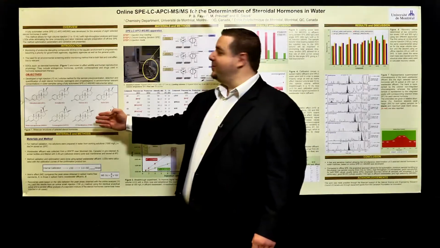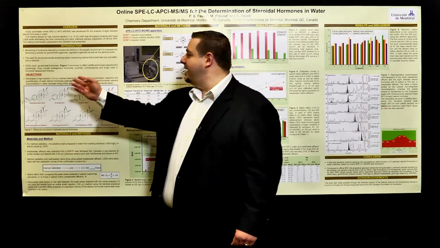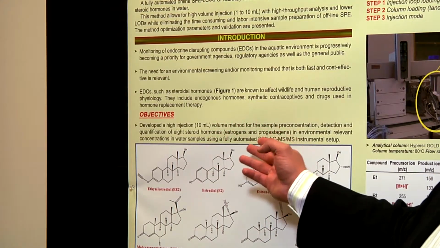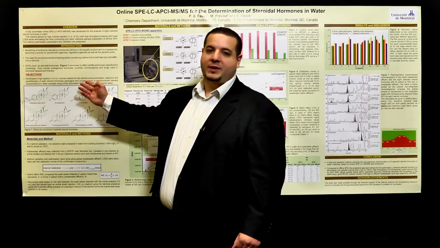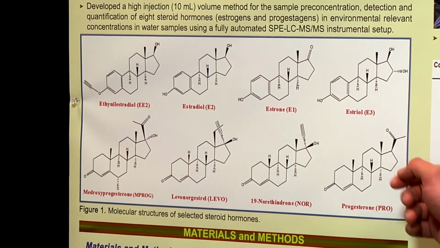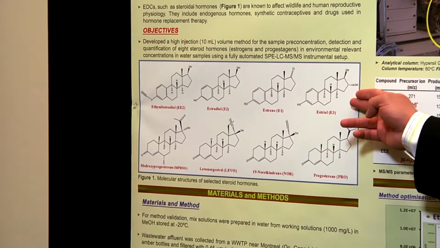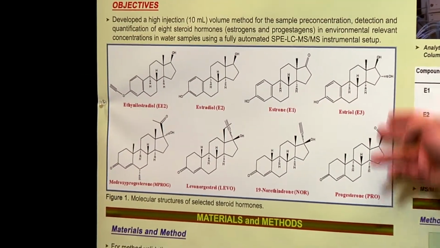So why are these compounds important here? It's because we know that they have an effect on wildlife and human reproductive physiology. So these are known impacts of these types of compounds, which are endocrine disruptive compounds. We have the structures here of 8 steroid hormones that we'll be studying today in effluent wastewater. We have the estrogens, and we also have 4 progestogens, so 4 in each family.